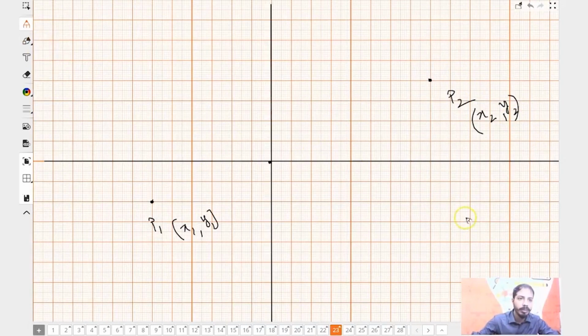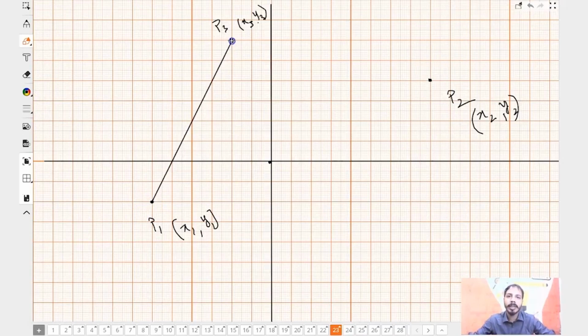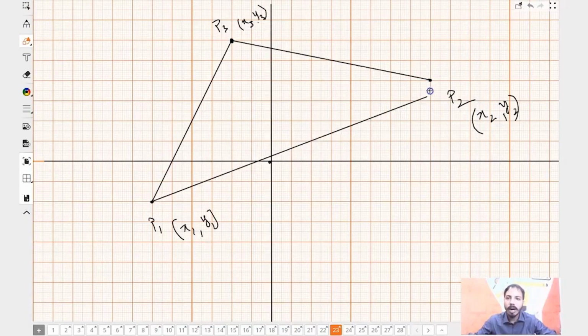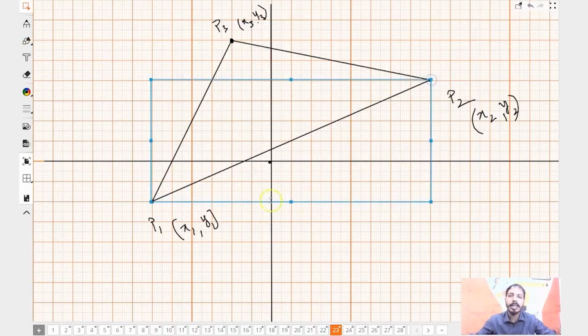Okay, now let me give you one more point. Let me give you, say, a point somewhere here. Say this is point 3 and this is x3 and y3. Now you might be thinking, what can I do with this? Now suppose I tell you that these 3 points make a triangle. Now, how will you find out the area of this triangle?